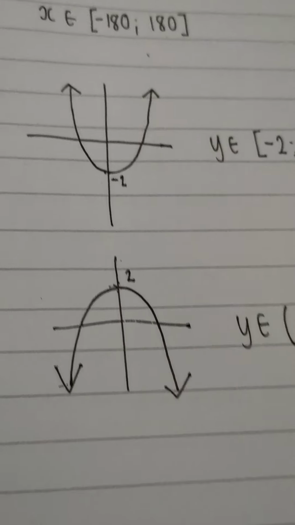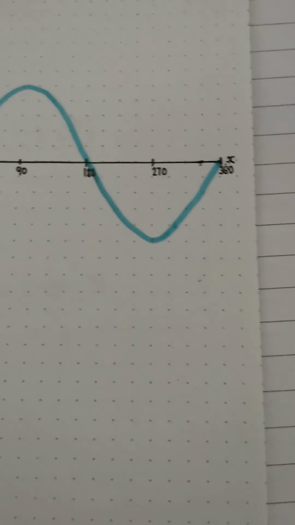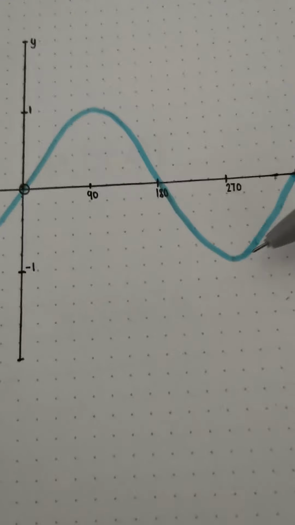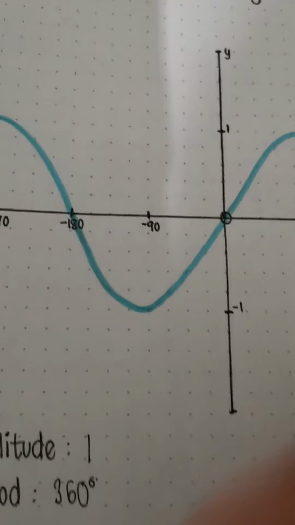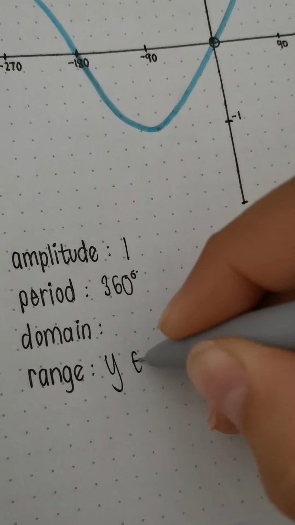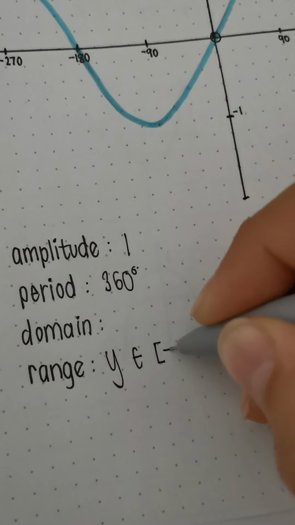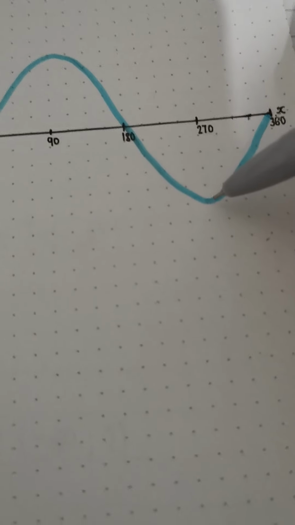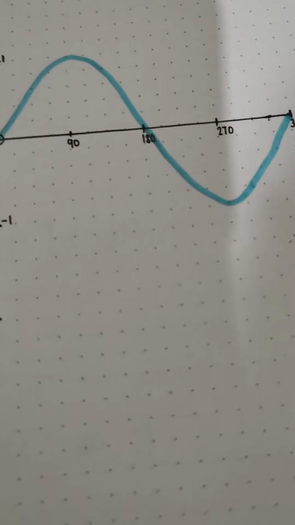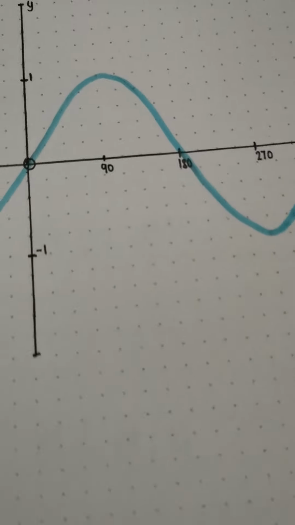So let's quickly go back to our sine graph. The lowest value that this graph can ever go to, the mother function, is -1. So we're going to write y is an element of between -1 and -1 is included. How do I know that? Because it's actually touching, or if I had to draw a line at -1, it would actually cut there, right?